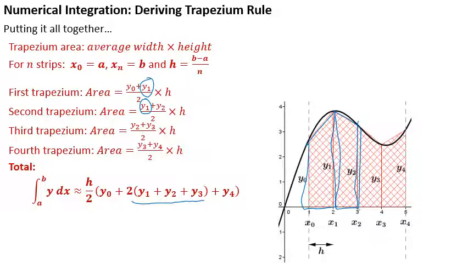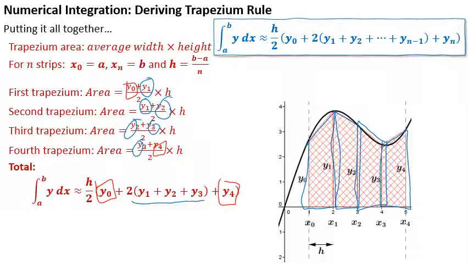And the same thing will be true for y2. It appears in the second and third trapezium, and y3. So we have repetition for all of the inner y ordinates. The only ones that only appear once are the end ones. So y0 appears once, and y4 appears once. Everything else appears twice. You'll have two copies of y2 because it appears in those two, and two copies of y3 because it appears in those two. And this is the trapezium rule. Well, this one is the trapezium rule for 4 strips. You can see how it would extend quite nicely to n strips. We're always going to have this repetition of the inner y ordinates.